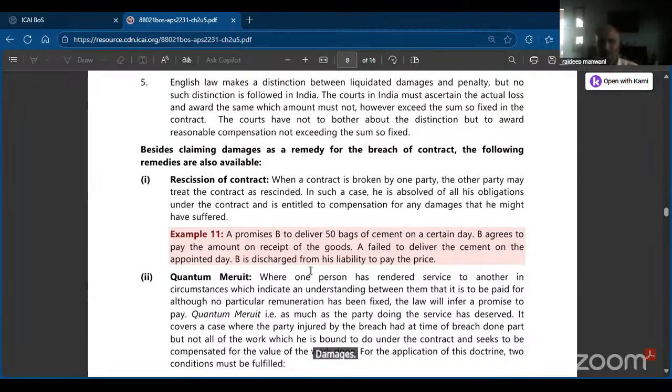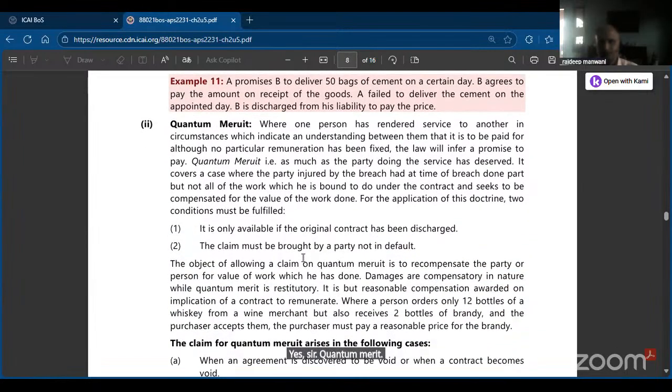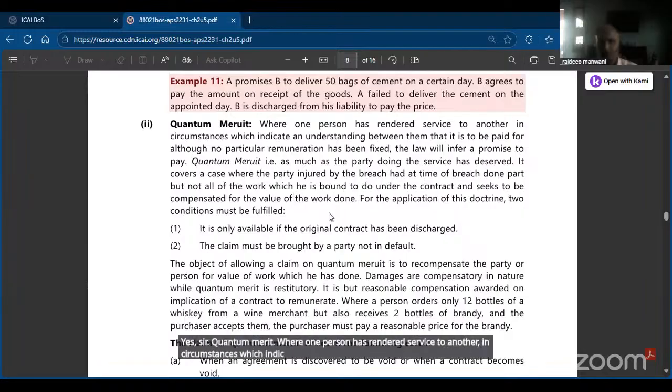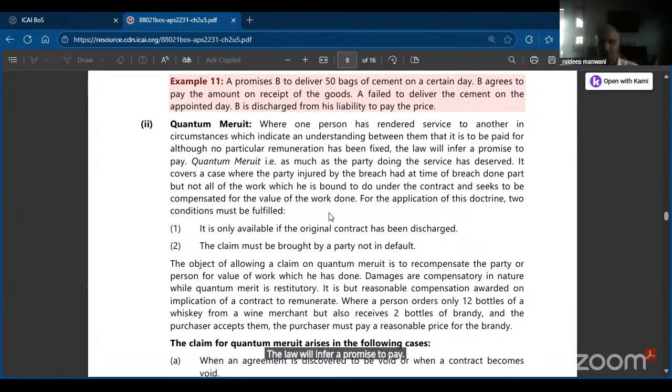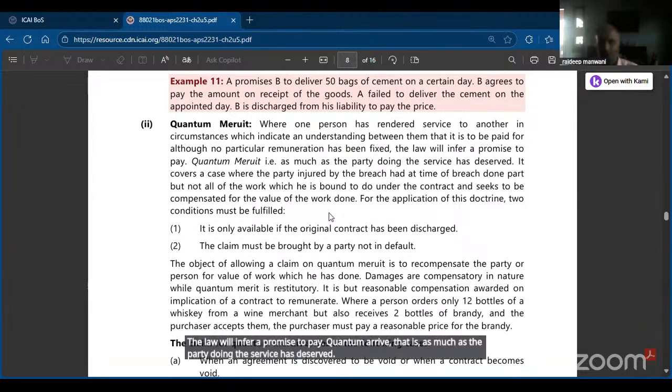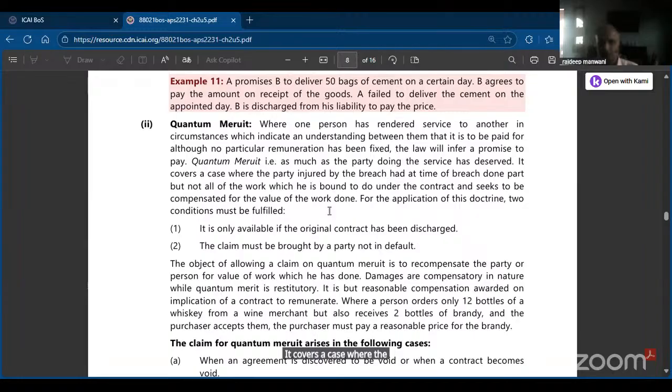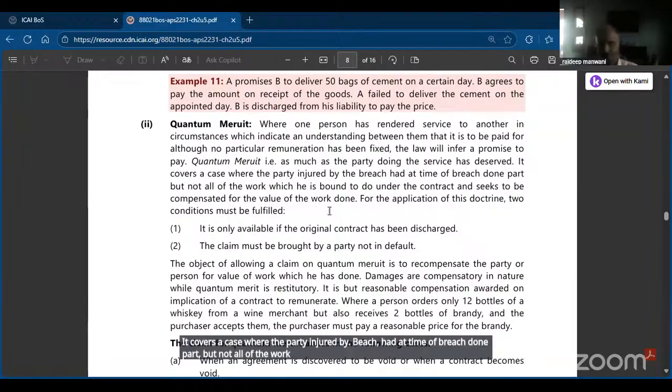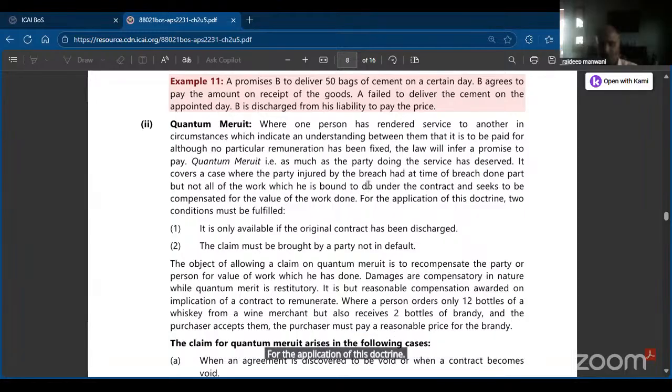Quantum meruit, where one person has rendered service to another in circumstances which indicate an understanding between them that it is to be paid, although no particular remuneration has been fixed, the law will infer a promise to pay. Quantum meruit, that is, as much as the party doing the service has deserved. It covers a case where the party injured by breach had at the time of breach done part but not all of the work which he is bound to do under the contract and seeks to be compensated for the value of the work done. For the application of this doctrine, two conditions must be fulfilled.